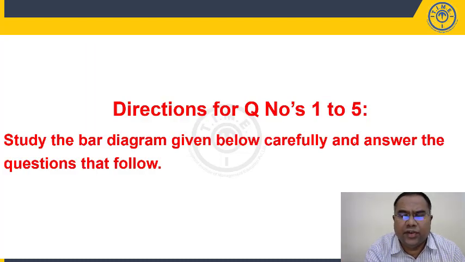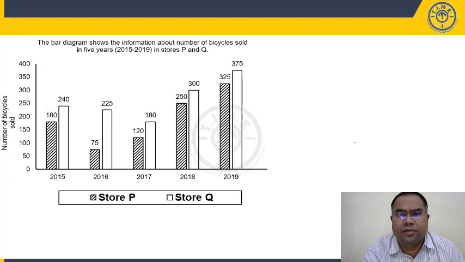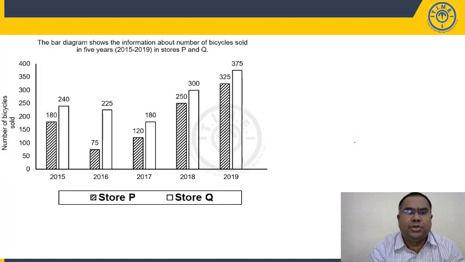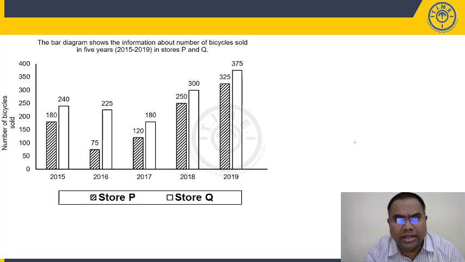Okay. Directions for question number 1 to 5. Study the bar graph given below carefully and answer the questions that follow. Okay, this is the bar graph given, students. Just look at the bar graph. I have my stopwatch ready here. So look at the bar graph. Then we will start discussing the questions.